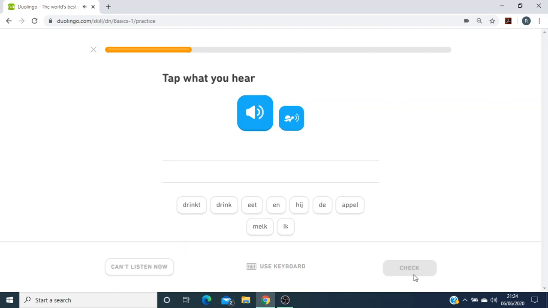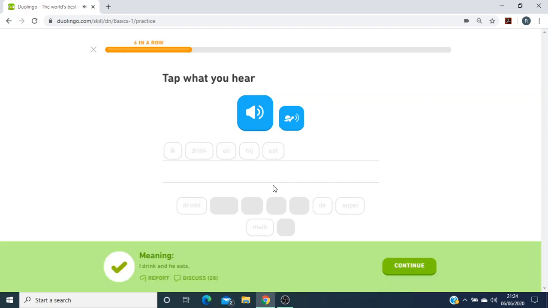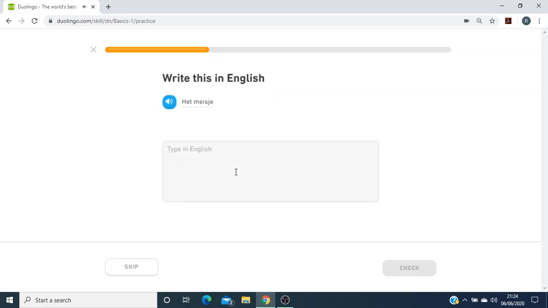Ik drink en hij eet. Slow that down so you can hear that better. Ik drink en hij eet. I drink and he eats. Or I am drinking and he is eating, because there's no distinction between present tense and present continuous tense in Dutch. Het meisje. Het meisje is the girl.